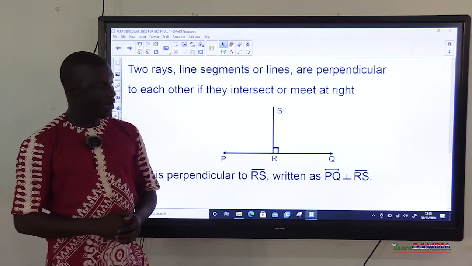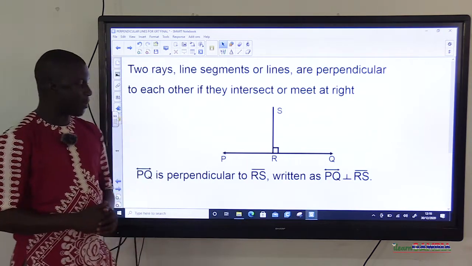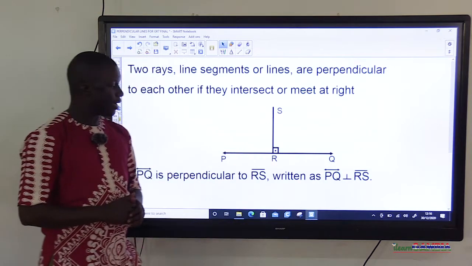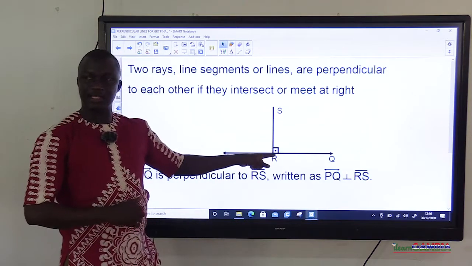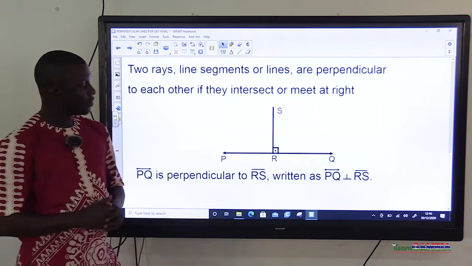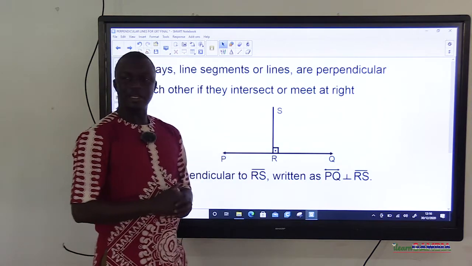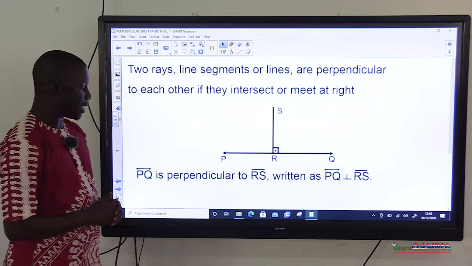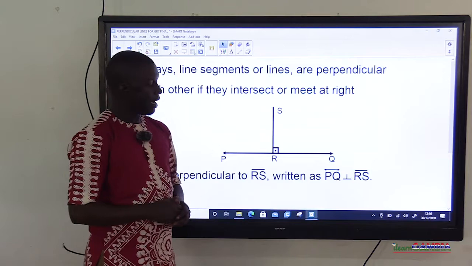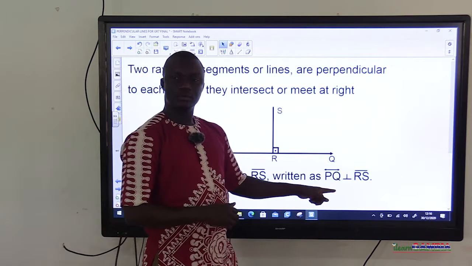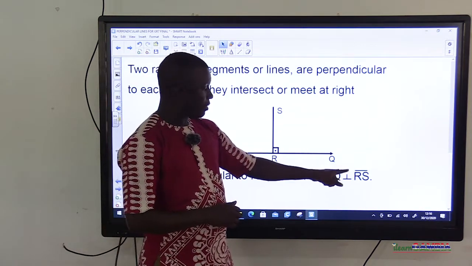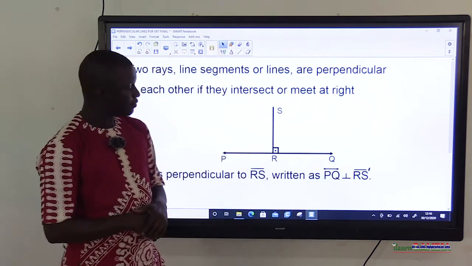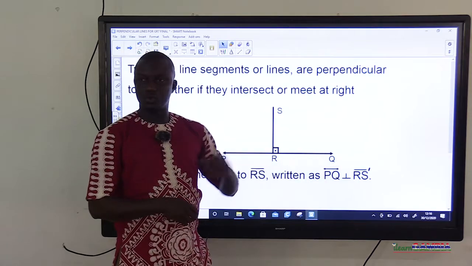Why are they perpendicular? One of the properties of perpendicular lines is that they meet at a right angle. The small square here indicates that this is a right angle. Their point of intersection is at a right angle. So we conclude that PQ is perpendicular to RS, and we can write it as PQ with a line on top is perpendicular to line segment RS. PQ is perpendicular to RS.